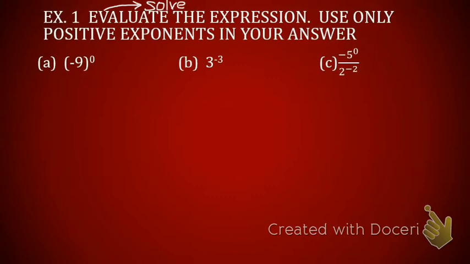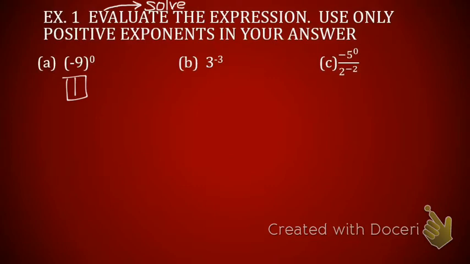Now, look at letter A. Let this be simple. Negative 9 raised to the power of 0. And it's negative 9 because negative 9 is in parentheses. So negative 9 raised to the power of 0 equals what? 1. That's it. You're done. There's no work involved. Anything raised to the power of 0 is equal to 1. So 1 is your final answer.